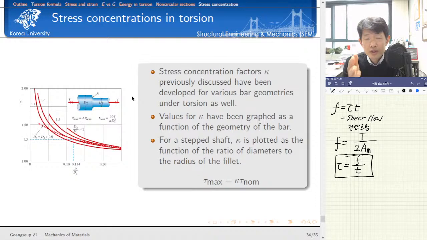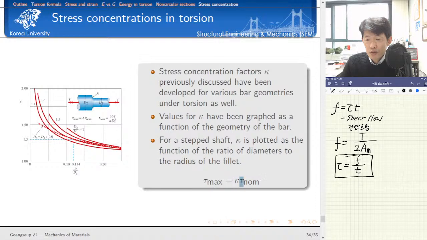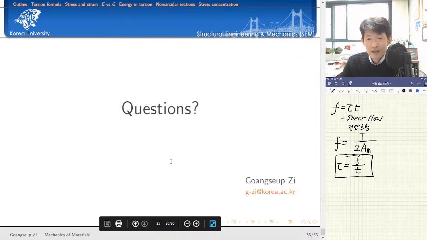So the solution procedure is this. First, you calculate the shear stress caused by the torsional moment. Once we have the shear stress, that shear stress is called the nominal shear stress, so-called 공칭응력. Then we need to multiply the stress concentration factor by the nominal shear stress to calculate the actual maximum shear stress value. That's what we are doing here. Do you have any questions here?